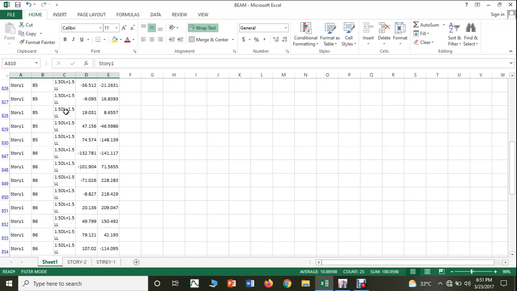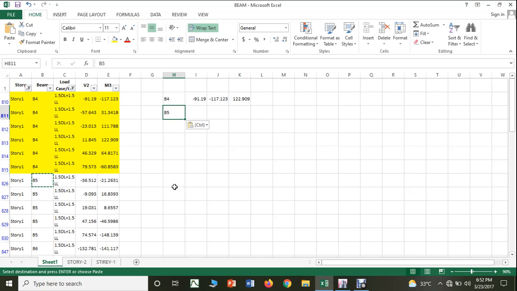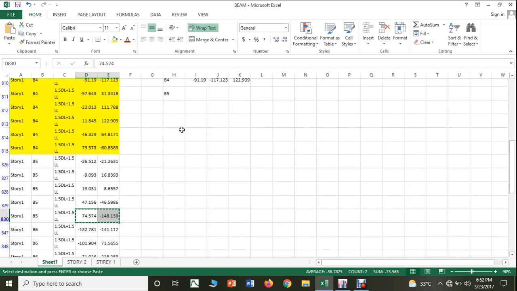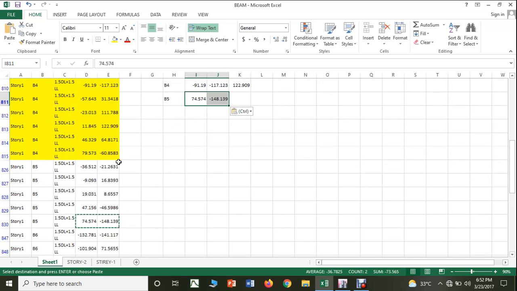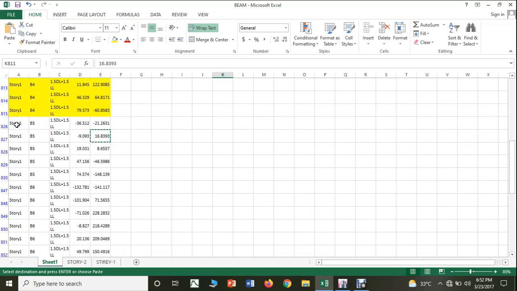Then one more beam is there here. The next you have is beam 5, from here to here. You can see that the highest V2 and M3 can be seen here, and the maximum positive moment is 16, right? So that is all about B5.